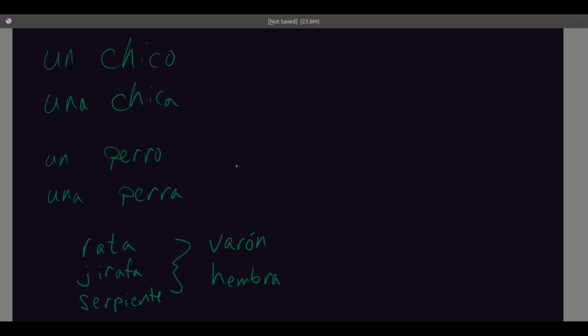Inanimate objects also have gender. A pencil is going to be called un lápiz. Alright, and that's going to be a masculine thing. And a pen is going to be called una pluma. Now, obviously, a pen doesn't actually have sex or gender, and a pencil also doesn't have sex or gender. But either way, in the Spanish language, these words are going to have gender associated with them.